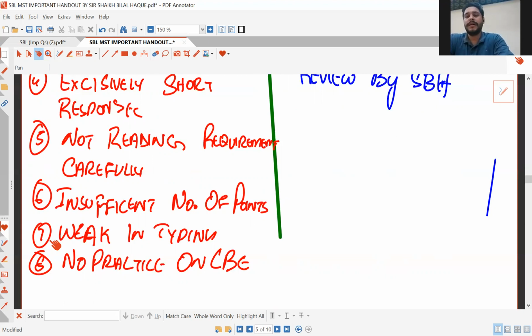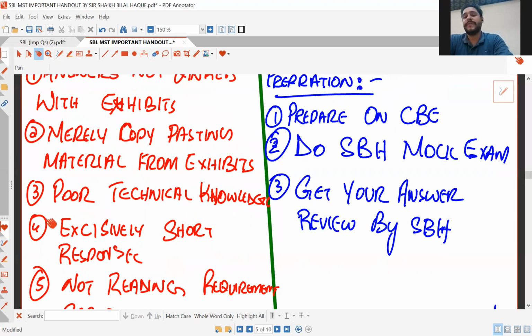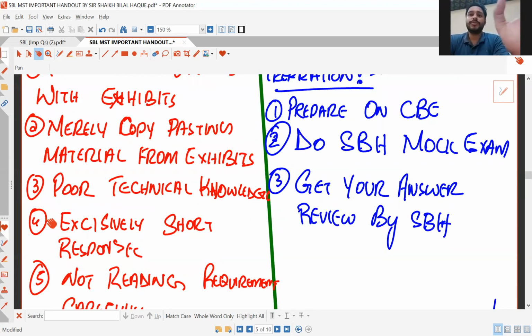Weak in typing, I hope not. This is no more a problem, because many students who have been my regular students, I have kept you typing on the laptops, on the PCs that have been provided by the institute, and we have done as many questions in class as possible. Then we have no practice on CD. So if you want to practice, you should always practice on the CD platform.